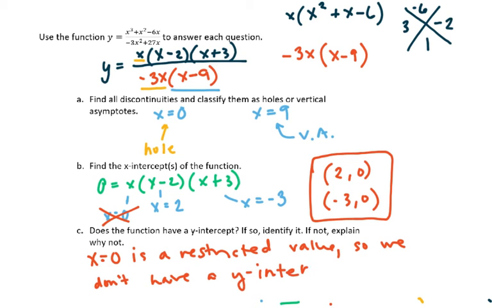So we have now found 3 of the key characteristics of this rational function.